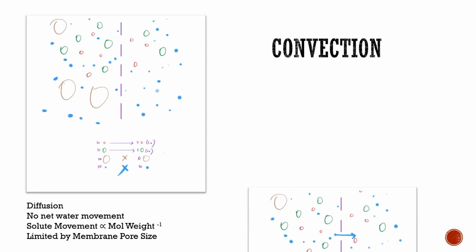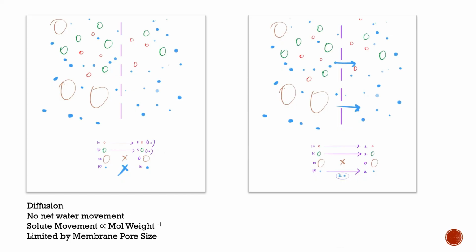Now let's move to the second mechanism, convection. Here, the principle is very different. Imagine the same setup again, 10 small, 10 middle, 10 large molecules, and 10 molecules of water on the blood side. But this time, a transmembrane pressure is applied to the blood compartment. This pressure pushes water across the membrane into the dialysate side. As water moves, it drags along solutes, mainly small and middle molecules, through the membrane pores.